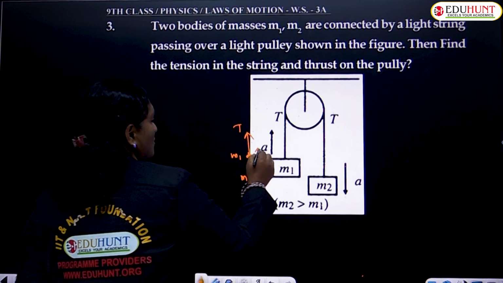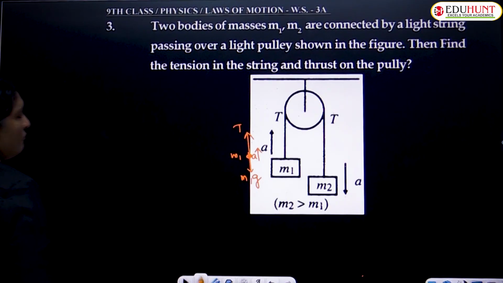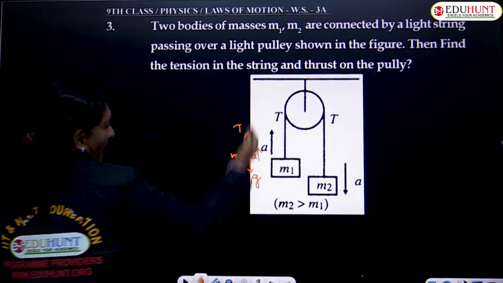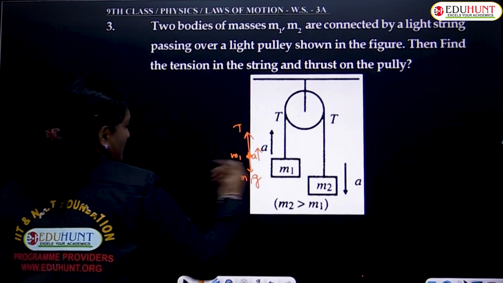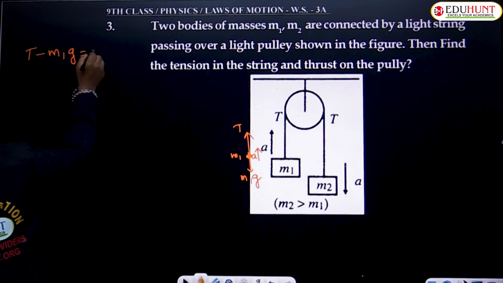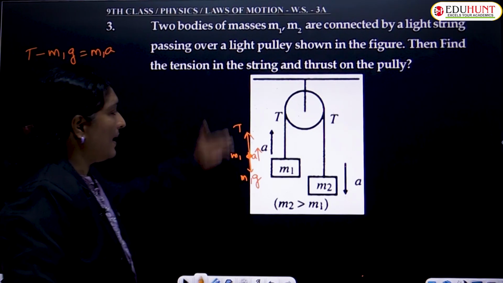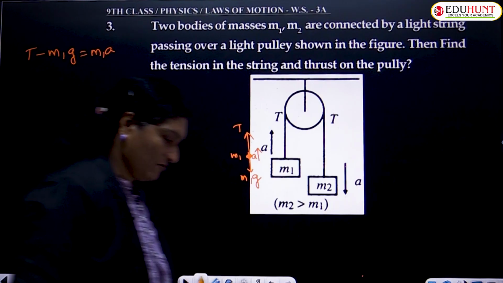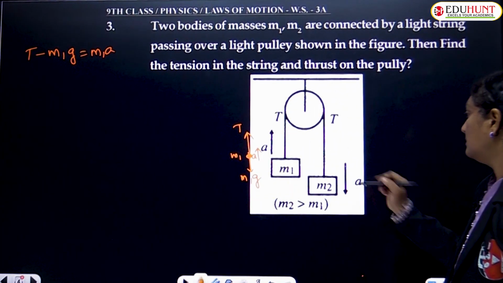Okay, so based on that, if you write the equations of motion, then as it is accelerating upwards, the resultant equation will be T minus M1G equals M1A. T minus M1G equals M1A. Now coming to the right part.